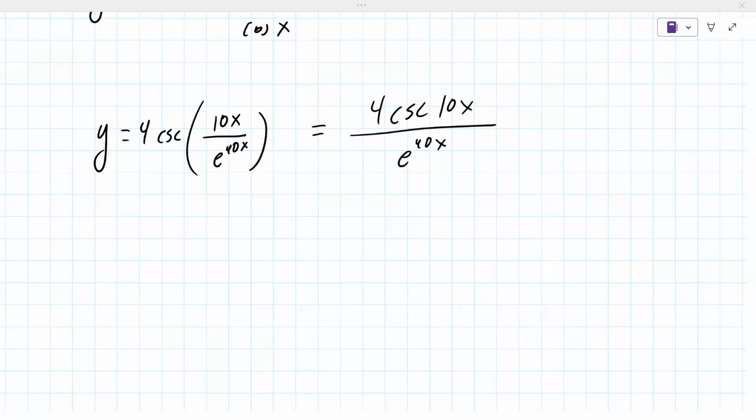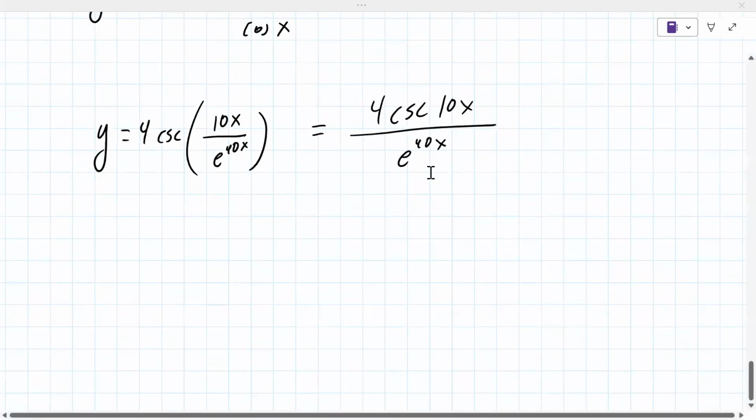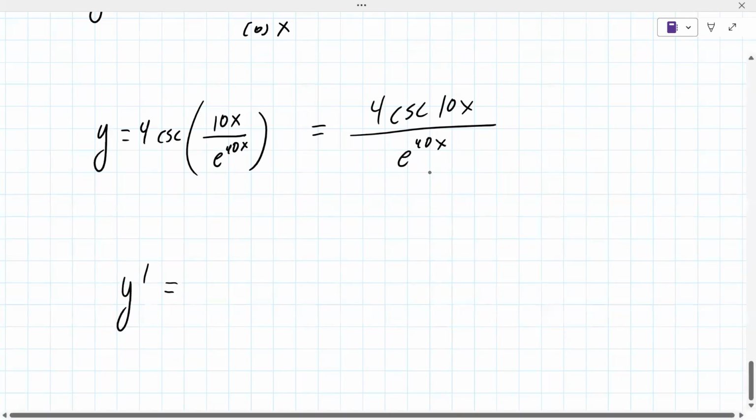Okay, but you're saying that this is it for 4 cosecant 10x over e to the 40x, like this? Yeah. Okay, and is this just a straight derivative, or is it a tangent line problem? It says differentiate and perform obvious simplification. So it's just a straight derivative. Yeah. Okay. So you've been doing really well at these.